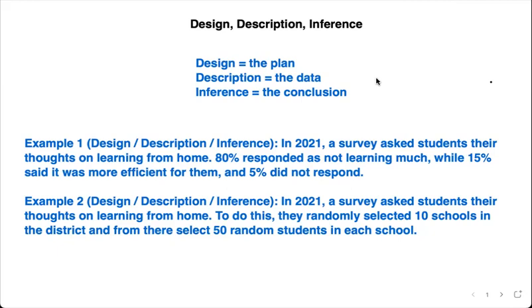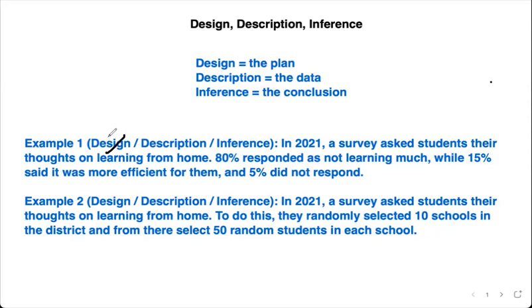So here's several examples. We're going to have to identify which part of statistics it's trying to discuss. And one hint here is if you're not sure what it is, start ruling out what it's not. For example, number one, in 2021, a survey asked students their thoughts on learning from home. 80% responded as not learning much, 15% said it was more efficient for them, and 5% did not respond at all. So what do we have here?